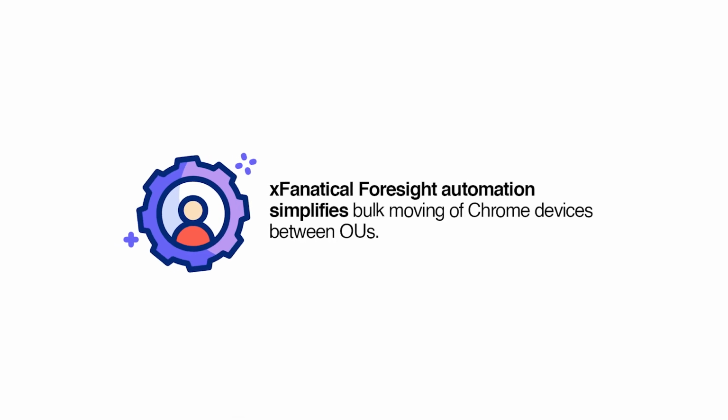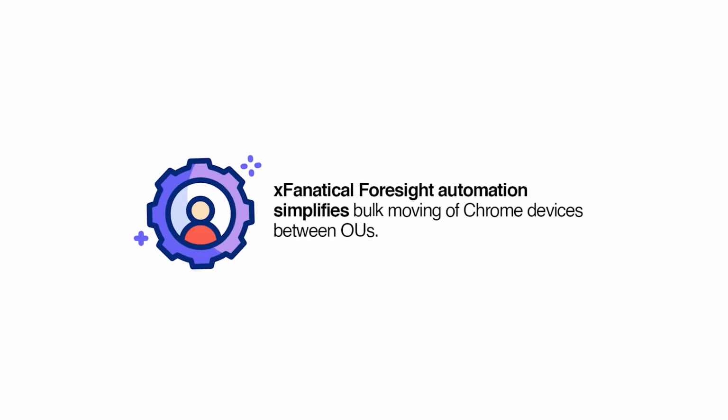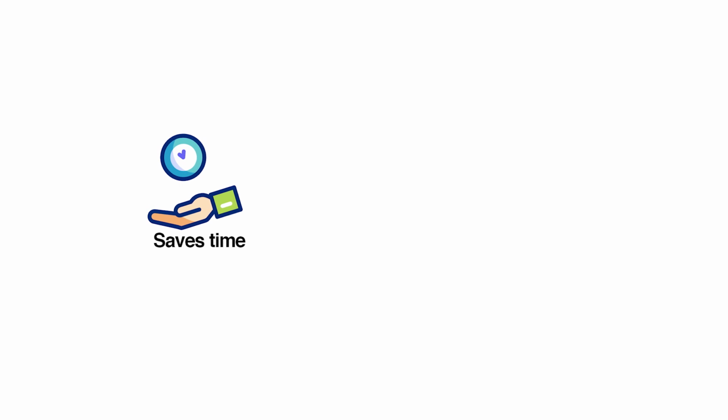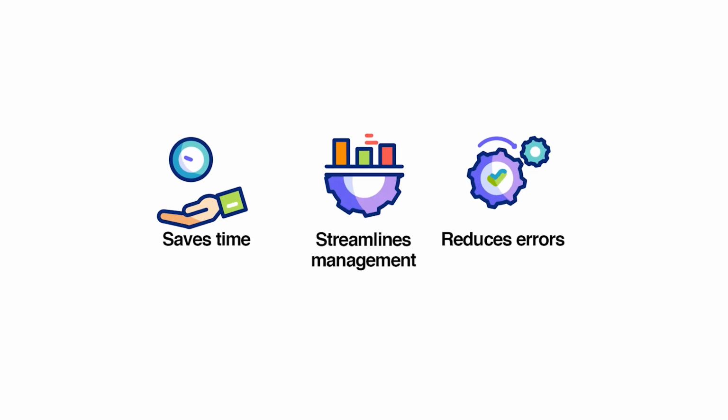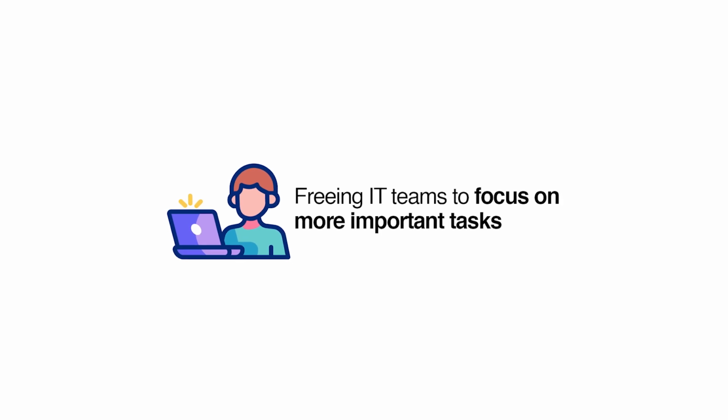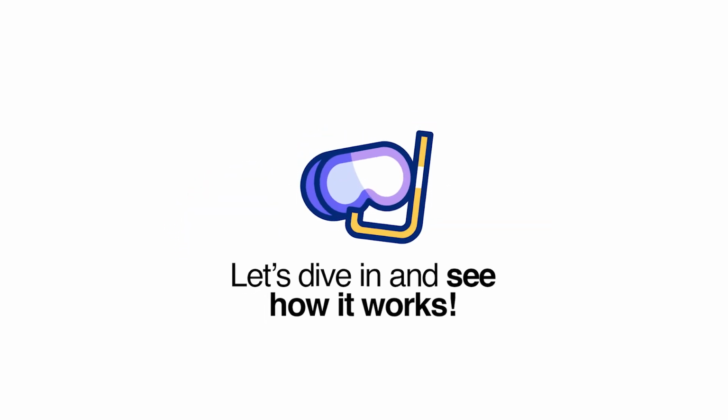xFanatical Foresight automation simplifies bulk moving of Chrome devices between OUs. It saves time, reduces errors, and streamlines management with automated workflows, freeing IT teams to focus on more important tasks. Let's dive in and see how it works.